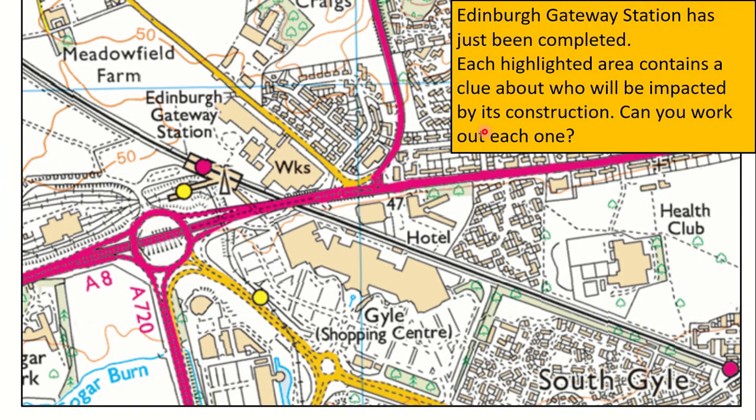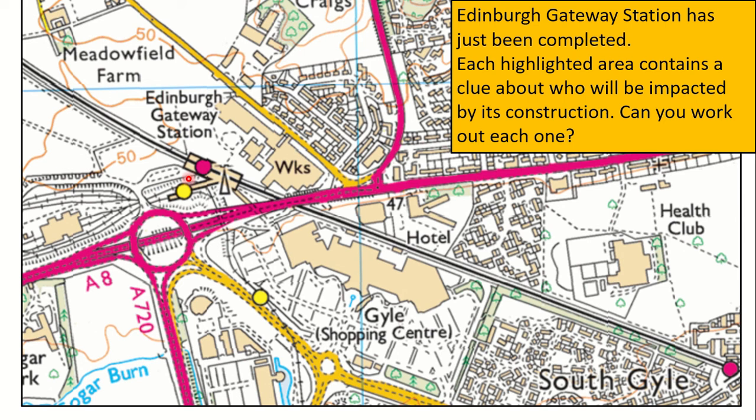So let's look at this example. I'm going to show you 4 different areas on this map, and you've got to think about how it benefits or doesn't benefit local people. Remember, good or bad reasons are fine. So we're going to look at Edinburgh Gateway Station. Now this railway station that you see with the red dot here, this black line is the railway line, and this is the railway station. This yellow one, by the way, is a tram station, Edinburgh Trams, just out of interest.